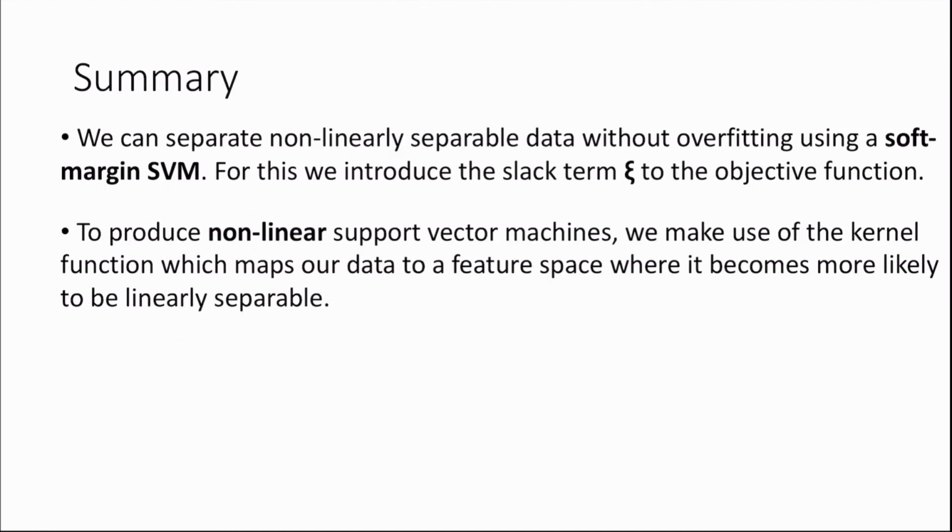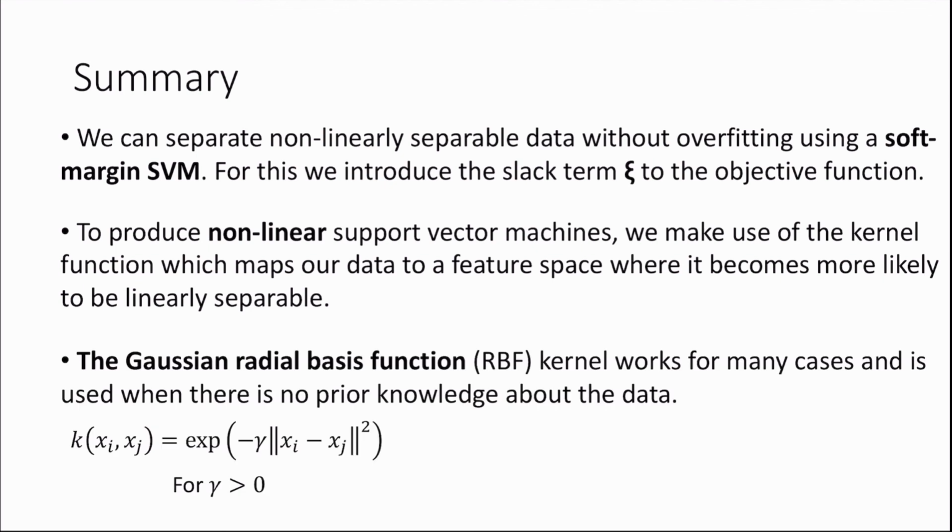So in summary, we can separate non-linearly separable data without overfitting using a soft margin support vector machine. For this, we introduce the slack term xi to the objective function. To produce nonlinear support vector machines, we can make use of the kernel function, which maps our data to a feature space where it becomes more likely to be linearly separable. So for example, we mapped the data of x1 to x1 squared. And lastly, we looked at the Gaussian radial basis function kernel, which works for many cases and is used when there is no prior knowledge about the data.